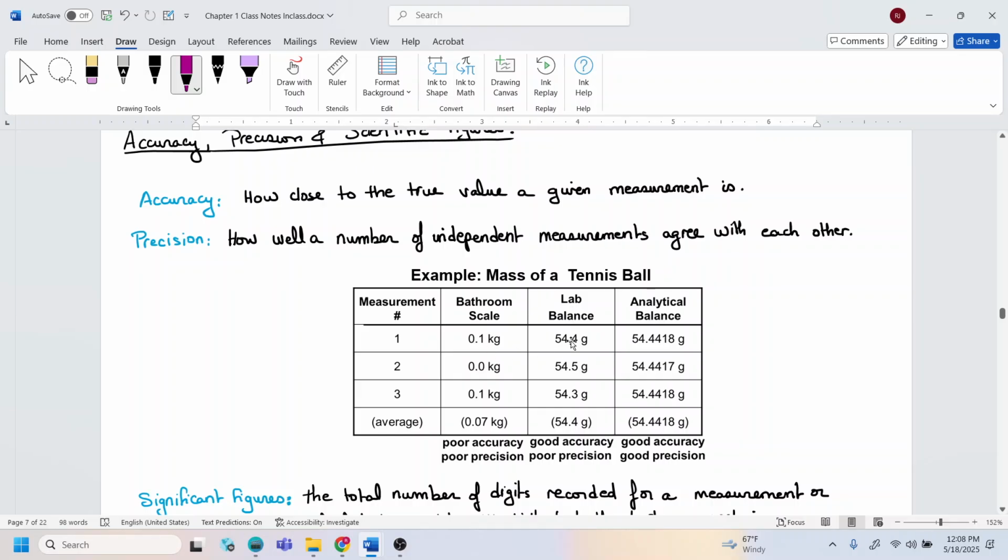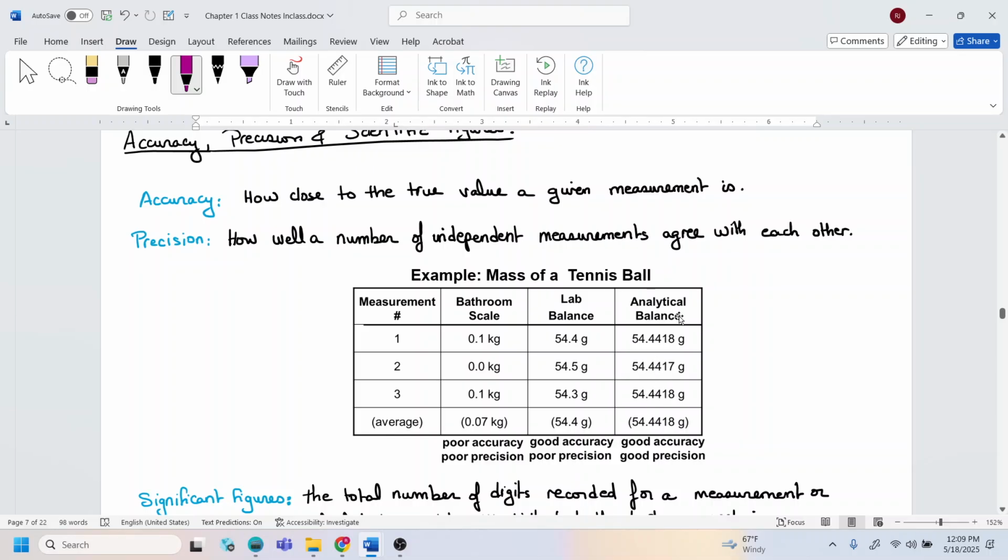The lab balance, so if you go to the lab, the balance in the lab is more accurate than that of a bathroom scale, but still the precision is not going to be as precise. The reason why is that the measurements here start the same, but after the decimal point, they are different. So we would say that this is a good accuracy because all of these three measurements are close to the true value, but how well the numbers agree with each other is not much, so it is going to be poor precision.